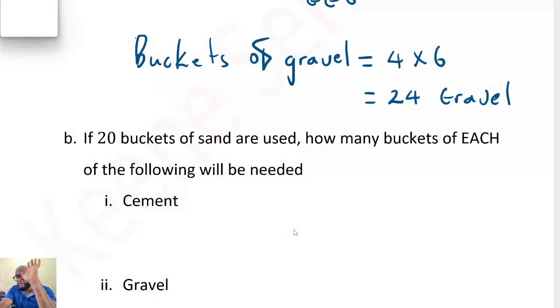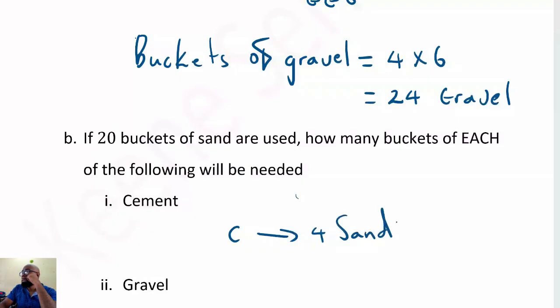So we found out the first part. The second part, they said 20 buckets of sand are used. How many buckets of each of the following will be needed, right? So for that 20 buckets of sand, how much cement would I need? Bear in mind that for every 1 cement, I need 4 sand. So how much cement would I need for that 20 sand? How many buckets of cement? Let me hear all the ideas.